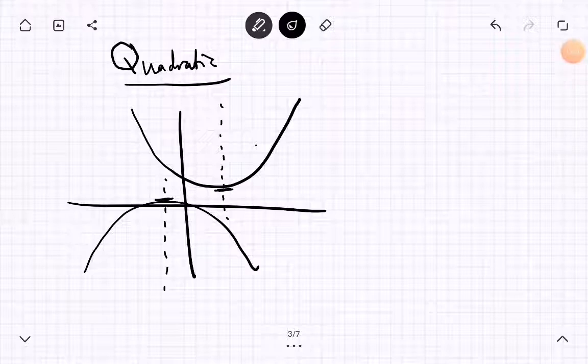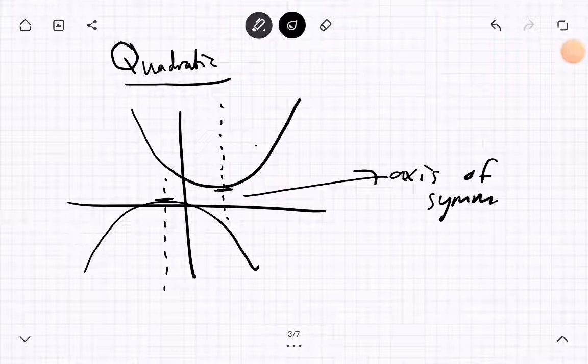And this line that I draw, every quadratic graph has this line, and this is what we call the axis of symmetry. If you try any quadratic graph, you will notice that it will be symmetric about this axis, meaning the left side and the right side will look exactly the same. It's like a mirror image, like a reflection.